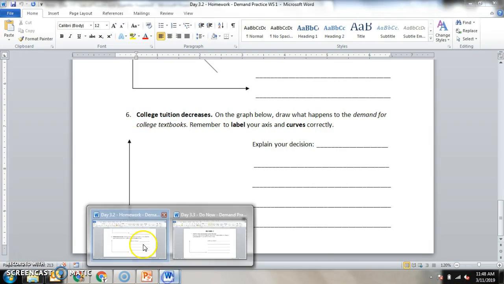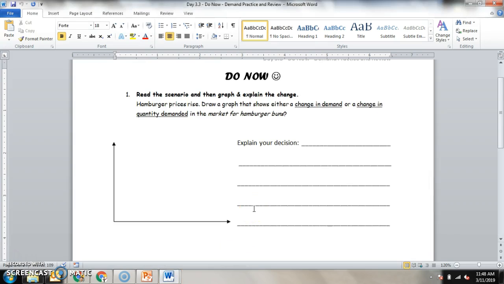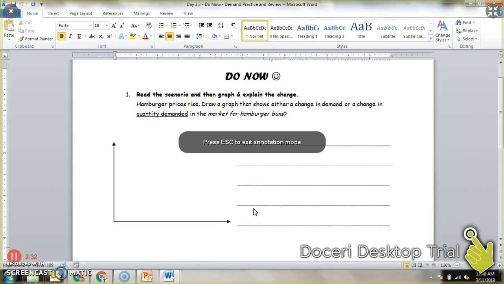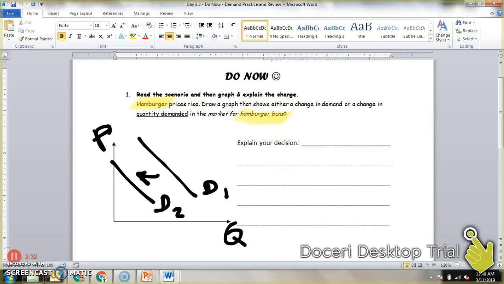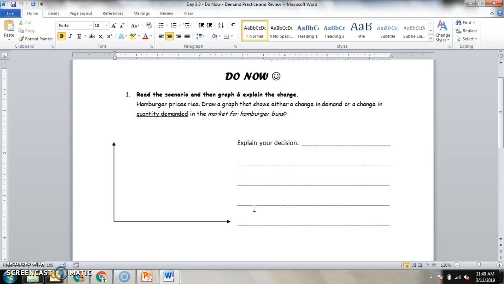And then if we look at the do now, 2 more practice problems, we see again we've got 2 products, hamburger and hamburger buns. And if we graph that, label our axes, our curve, price and quantity. If hamburger prices go up, people aren't going to buy hamburger. That means they're not going to buy hamburger buns either, and so we have a demand decrease. And again, this is a change in the price of complements.